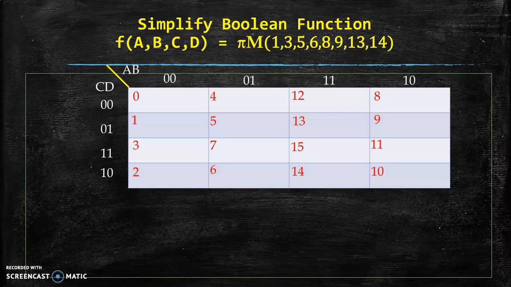Now we have to enter max terms in the given cells as a 0. So we have been given max terms 1, 3, 5, 6, 8, 9, 13 and 14. So we have entered zeros accordingly in each cell. In the remaining cells, we have to enter 1. Now the next step is to prepare groups.